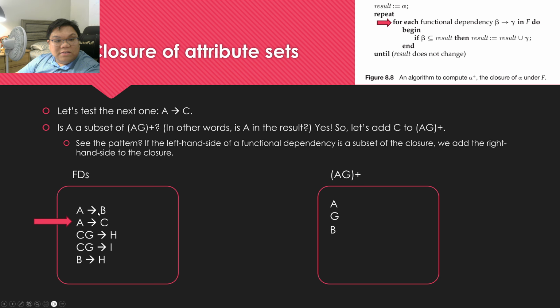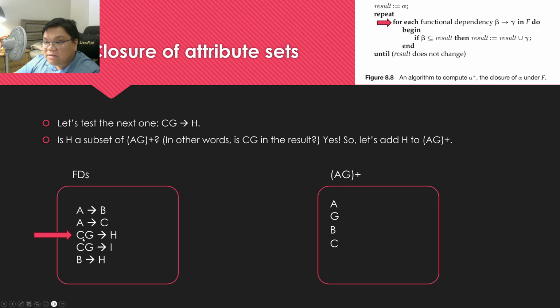The next functional dependency is A determines C. Is A a subset of AG plus? Yes, it is. That means we also get to add C to the result. You see the pattern here? If the left-hand side of a functional dependency is a subset of the closure of the result, we add the right-hand side to the closure.